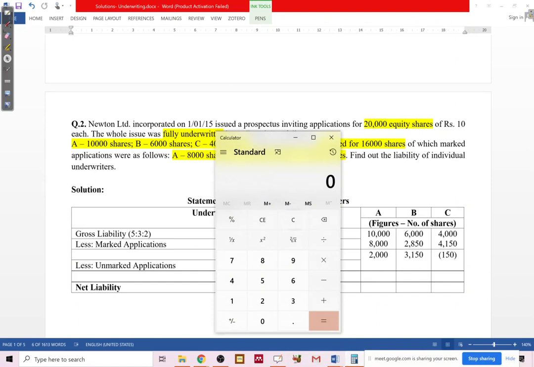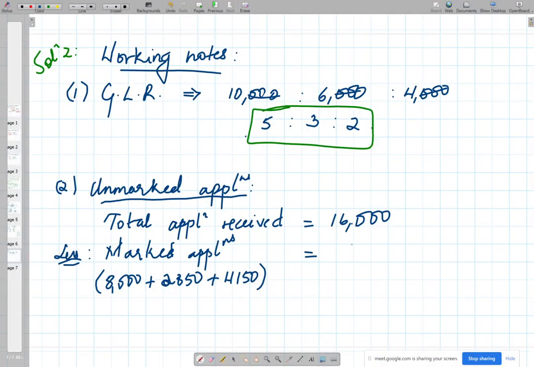Let's calculate. 8,000 plus 2,850 plus 4,150. You get 15,000. Alright. This total comes to 15,000. That means marked applications were 15,000 total. Now after you did all the sorting A, B and C, you found that some of the applications didn't have anybody's stamp, which means the company had directly received those applications, right? They had directly come to them, which means 1,000 applications after deducting were unmarked.